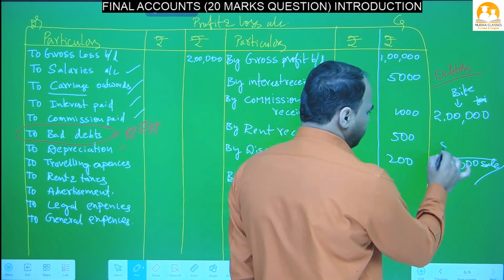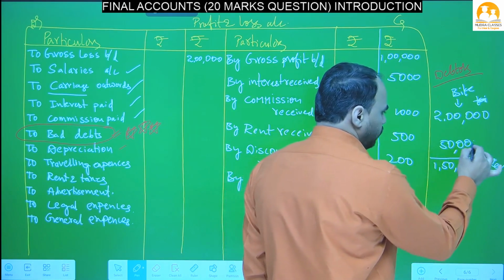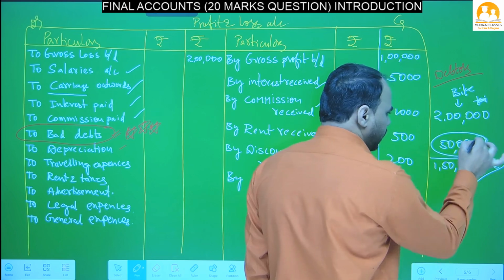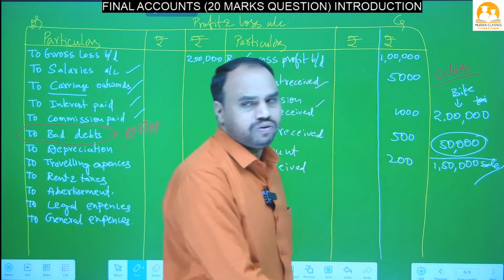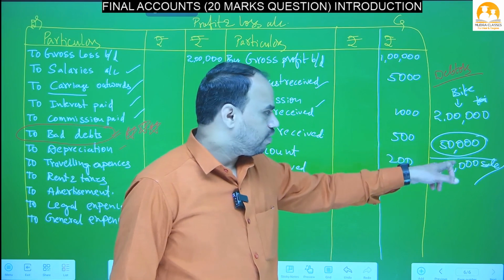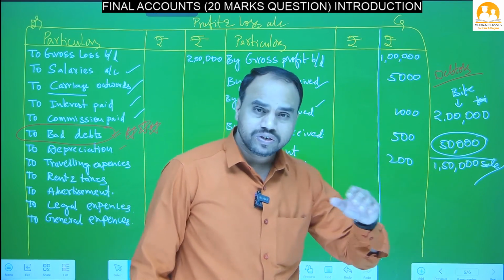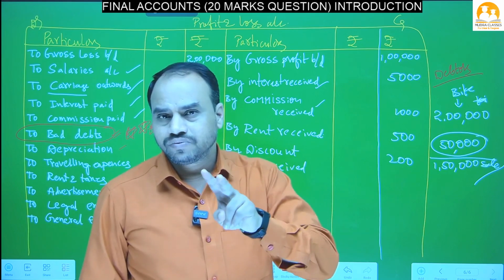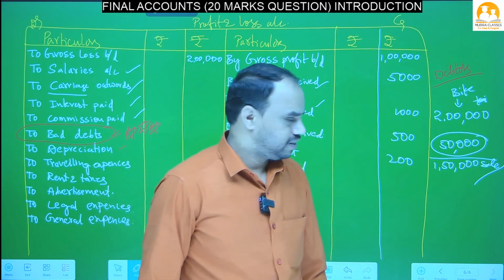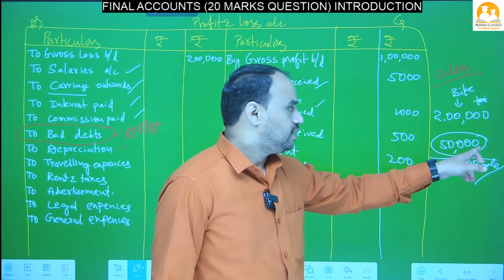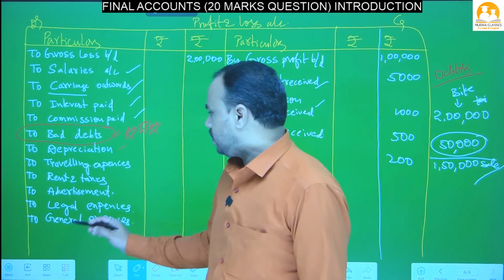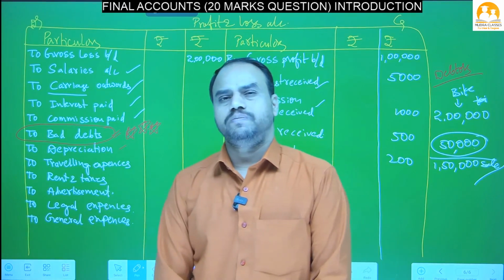Then what happened to the remaining 50,000? This 50,000 of value is reduced because of usage of the asset. Why was it reduced? Because we used that asset, that bike, in the business for 2 years. That's why its value is reduced. This 50,000 is called depreciation.